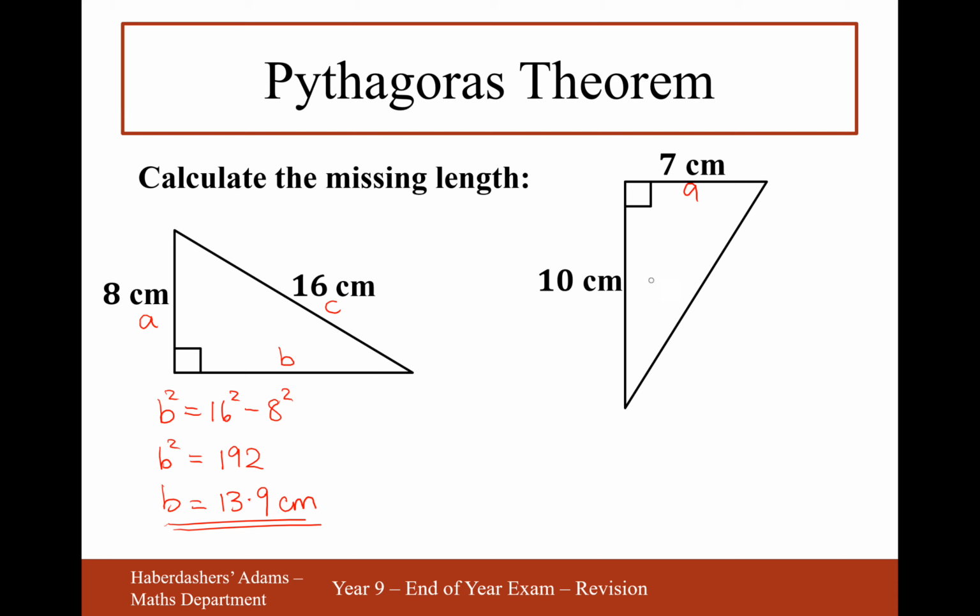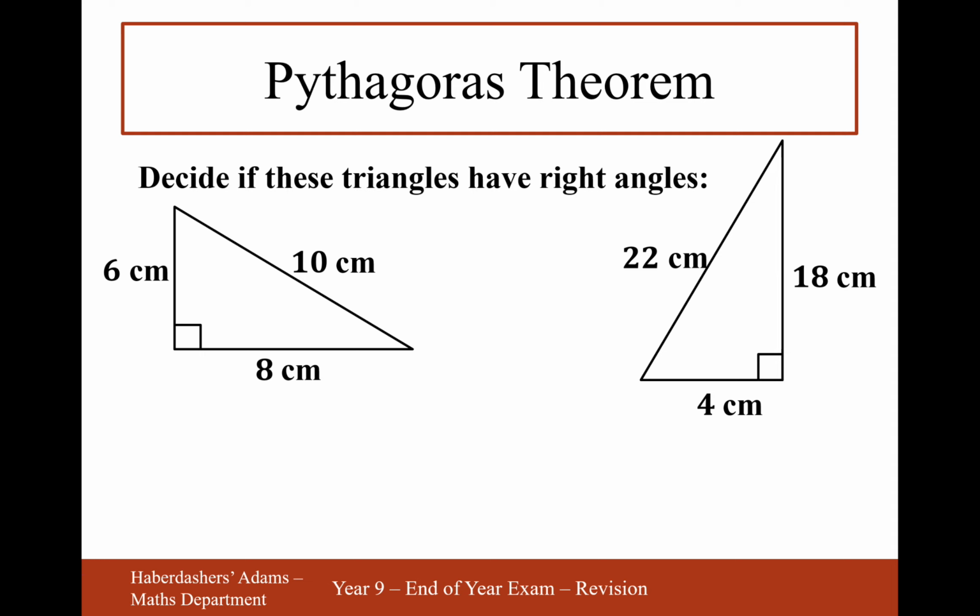We'll maybe call this side A, this side B, and this side will be C, because it's always the longest side that we call C. So it's going to be 7 squared plus 10 squared, which would be 149. And then for C, we need to do the square root of 149, and we get 12.2. So there we are, 12.2 centimetres is the answer to this question.